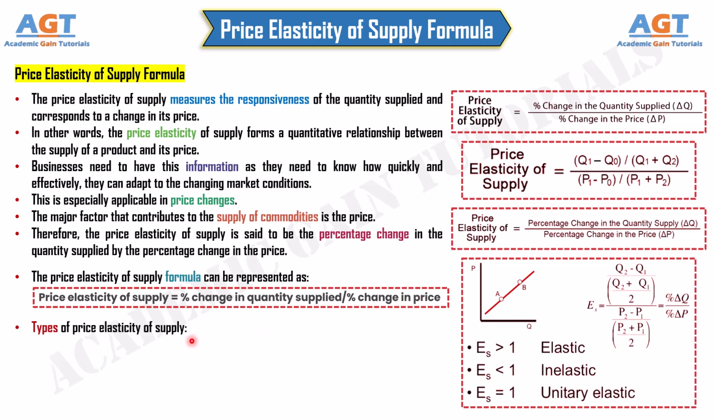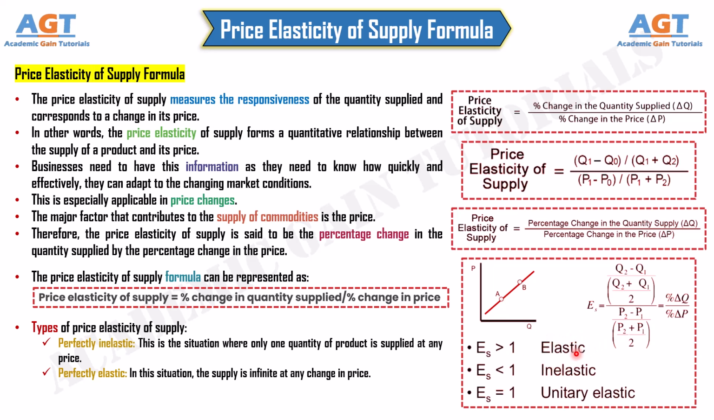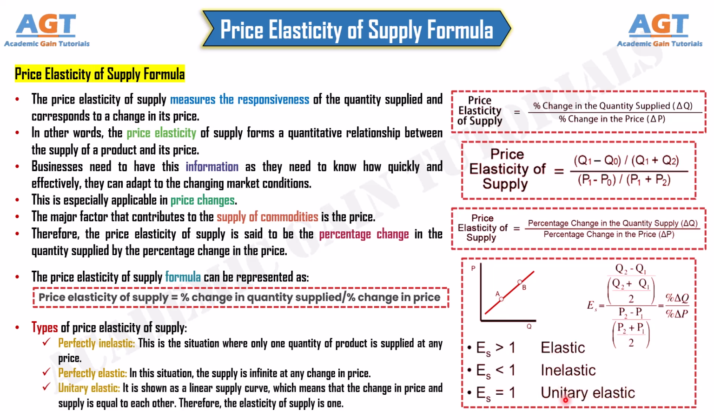Types of price elasticity of supply include perfectly inelastic. This is the situation where only one quantity of product is supplied at any price. Perfectly elastic. In this situation, the supply is infinite at any change in price. And unitary elastic. It is shown as a linear supply curve, which means that the change in price and supply is equal to each other. Therefore, the elasticity of supply is 1.